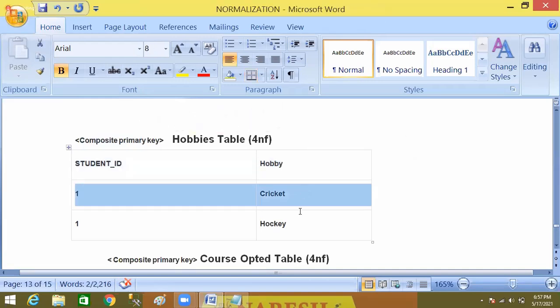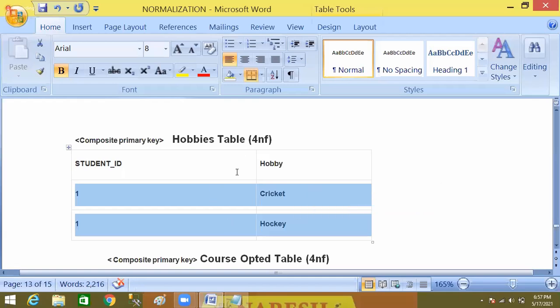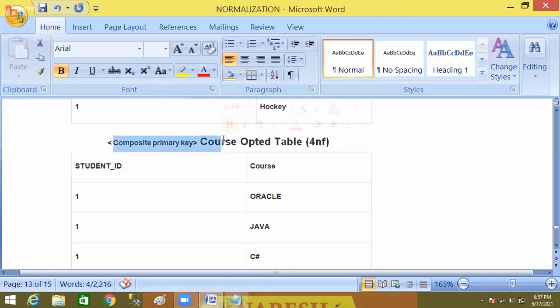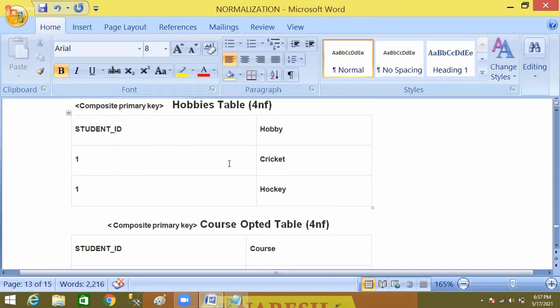So one cricket and one hockey. This is one. The second table is called the course opted table, and here also student ID and course, and here I will take a composite primary key. So one Oracle, one Java, one C Sharp .NET. Now you can see, in the course opted table and in the hobbies table, there is no more than one independent multi-valued column. Understand now?